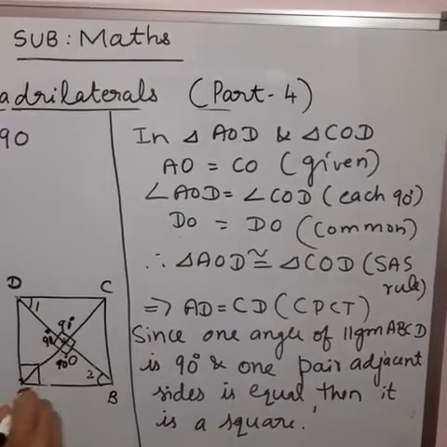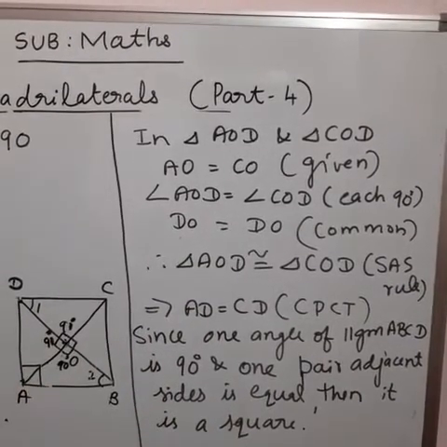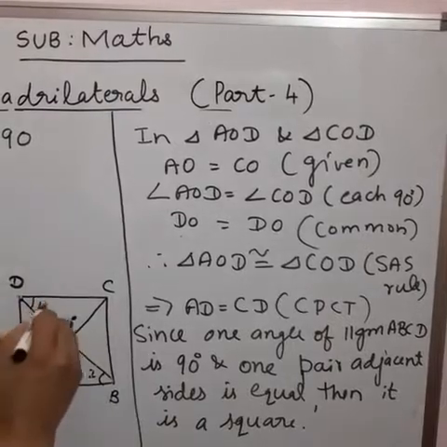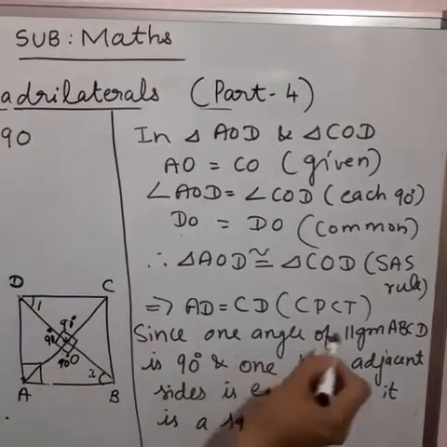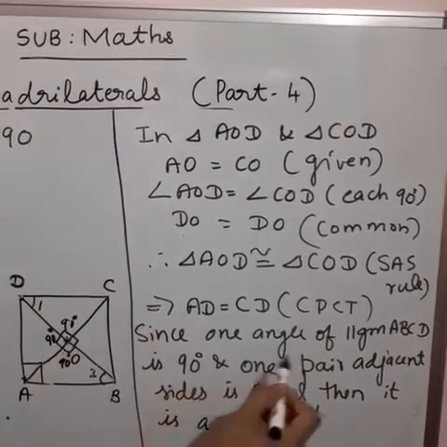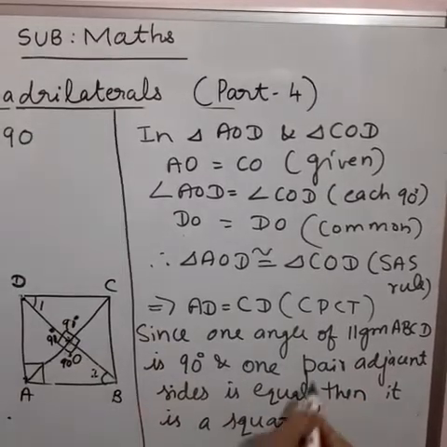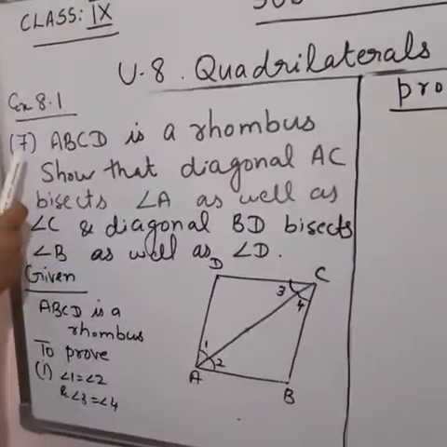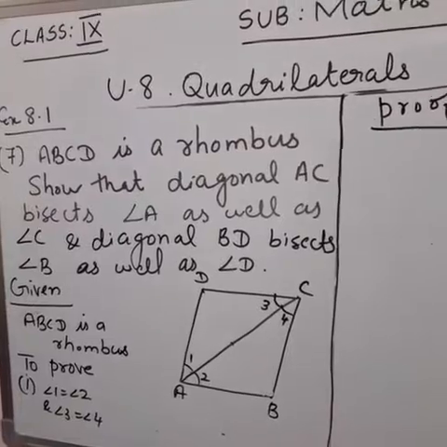Now we have proved one angle of this parallelogram is 90 degrees and one pair of adjacent sides is equal. So since one angle of parallelogram ABCD is 90 degrees and one pair of adjacent sides is equal, it is a square.